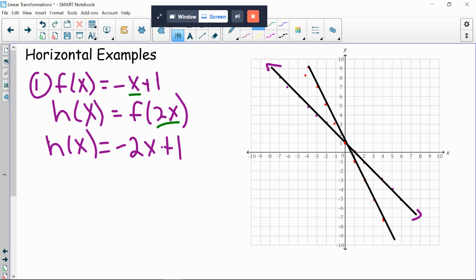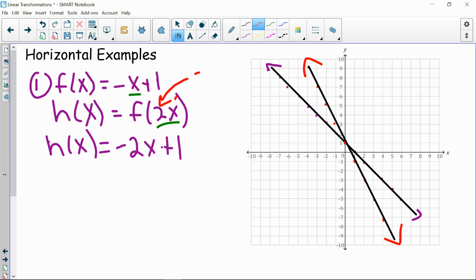So the reason we know that we need to be comparing this horizontally is because in the function rule, the 2 is in the parentheses. So the 2 is being multiplied by x, which means it's a horizontal transformation, not a vertical one like we did yesterday.